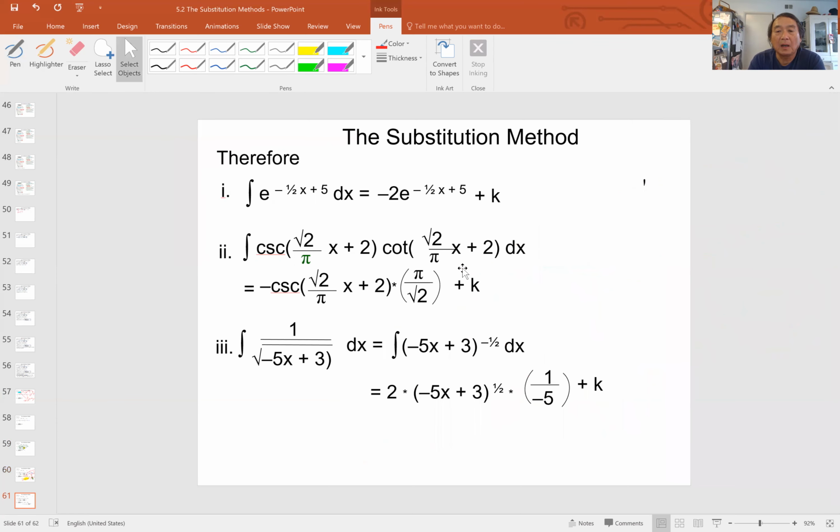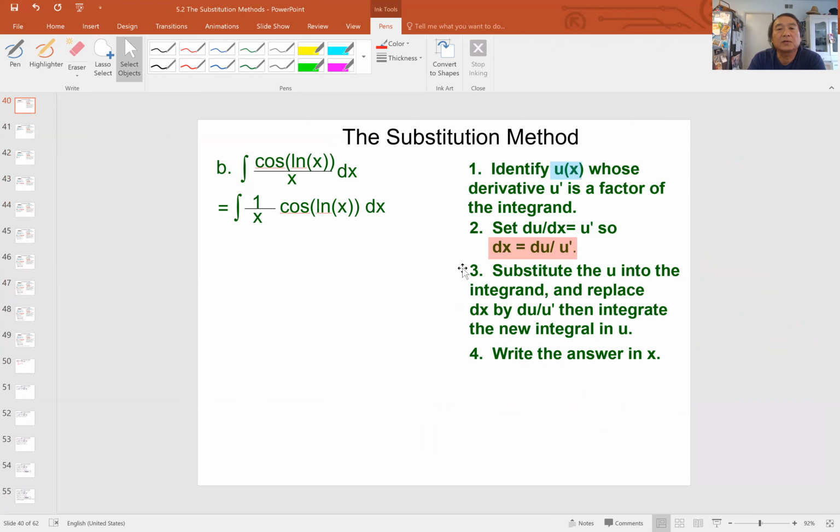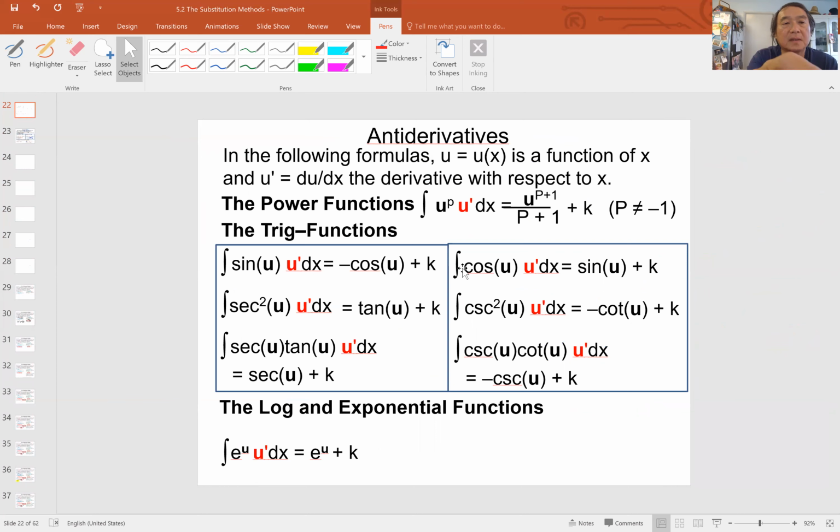Okay, that's it. This is how we do substitution methods. The trick is to separate the integrand and recognize, from the chain rule, which part is u. You can identify it, and in order for it to work, you have to have the derivative as a factor in the integrand of the problem. Then you go to the substitution procedure. So that's what the substitution method is. Okay, and that's it.